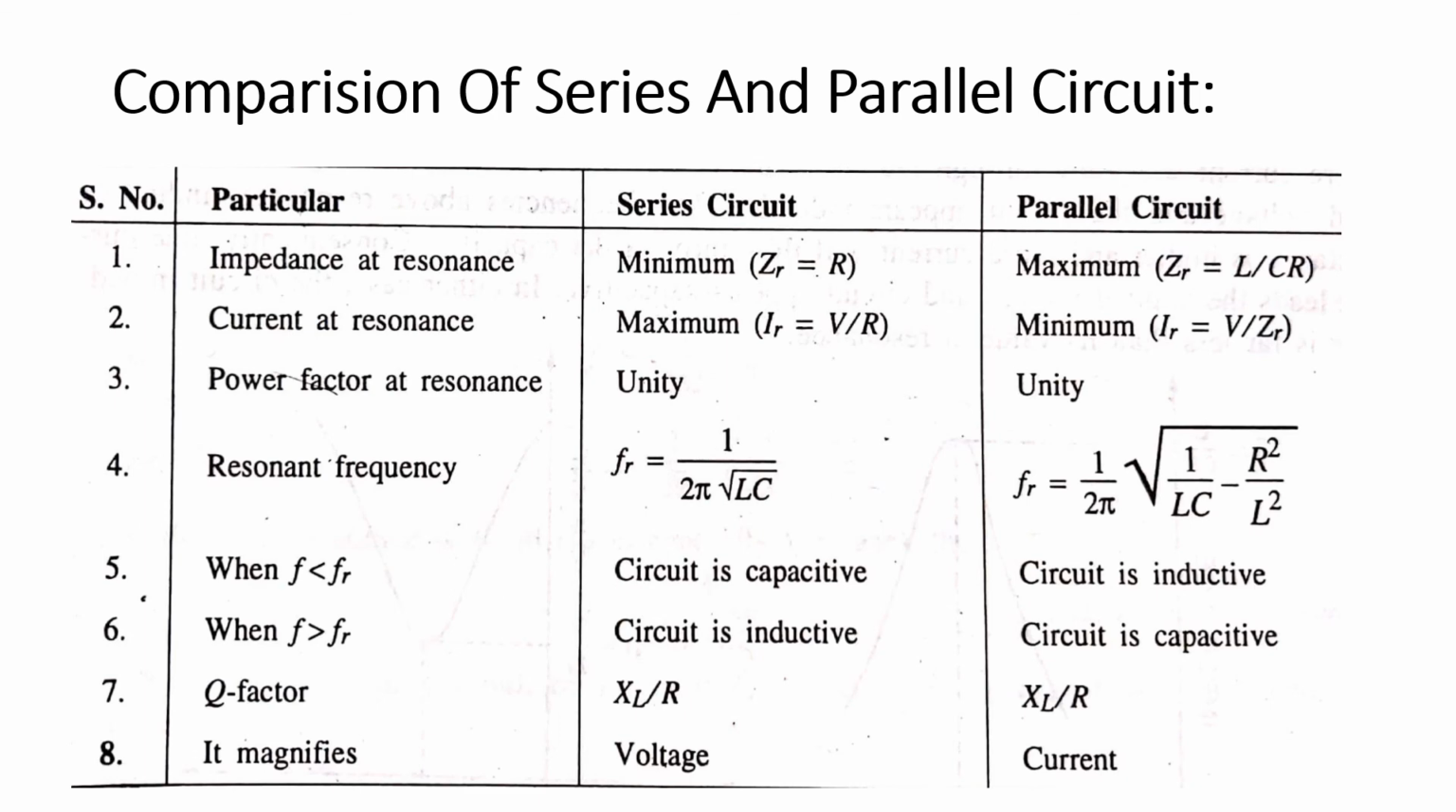This is in ideal condition. Fifth, when F is less than Fr, the series circuit is capacitive and the parallel circuit is inductive. Sixth, when F is greater than Fr, the series circuit is inductive and the parallel circuit is capacitive. Seventh, Q factor. The Q factor for the series circuit is equal to XL upon R, and the same for the parallel circuit, XL upon R. Eighth, the series circuit magnifies the voltage and the parallel circuit magnifies the current.